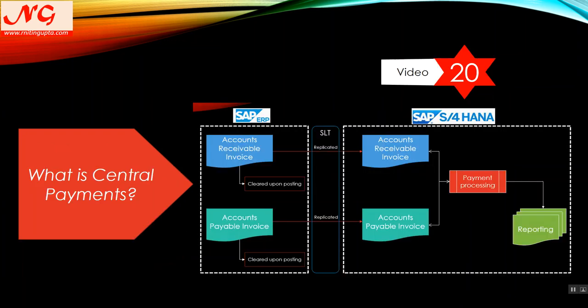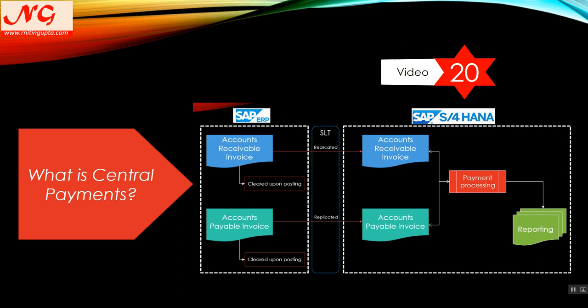Okay, so first let's understand what central payment is before we jump on to enable clearing transfer. There is no theory here; you will just see a pictorial presentation explaining what central payment is. On the left-hand side we have SAP ERP, on the right-hand side SAP S/4HANA, and in the middle we have SLT. Then we have an account reconciliation, an accounts receivable invoice posted, and an AP invoice.